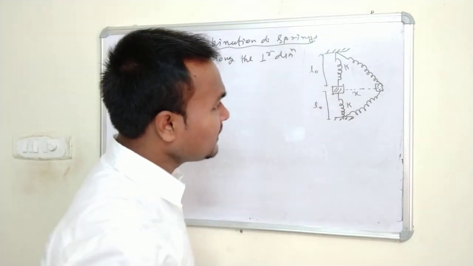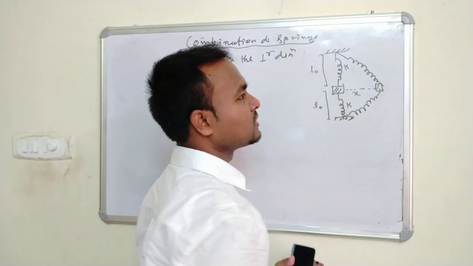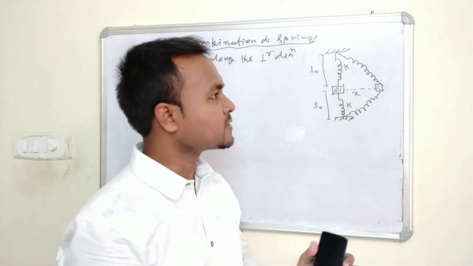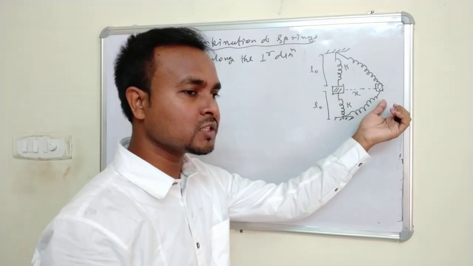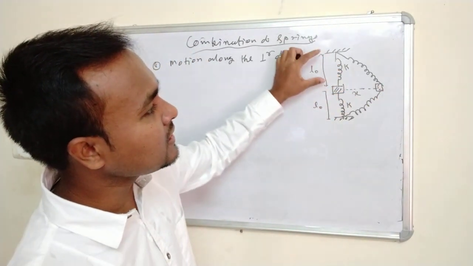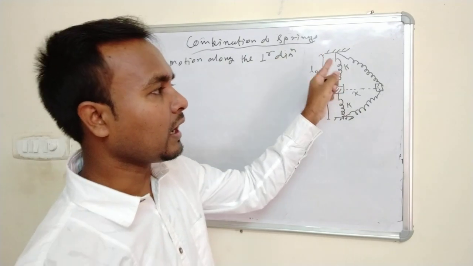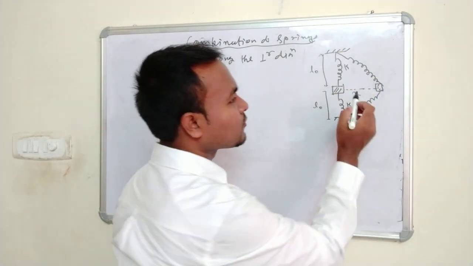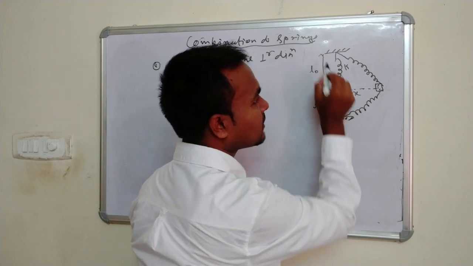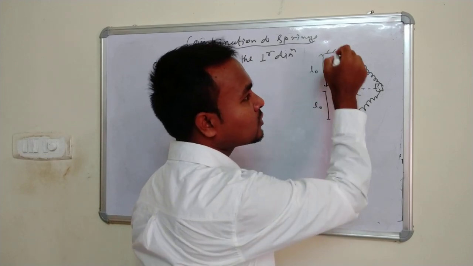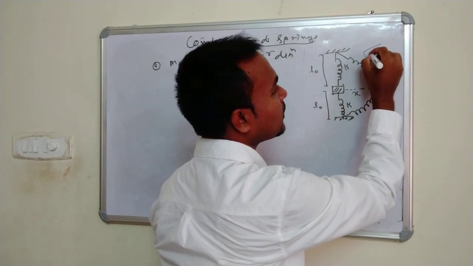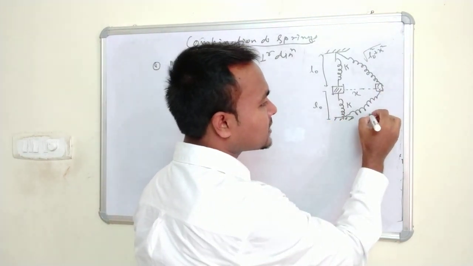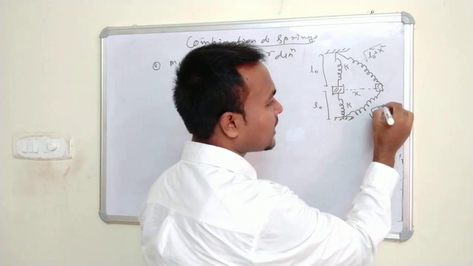See, when the bob is displaced to this position, then the spring will be elongated. So how much will it be elongated? Initially, before displacing, the length of the spring is L0, and after displacing, what will be the length of the spring? That we have to find out. From here to here the distance is x, and from here to here the distance is L0. So what will this length be? It will be the square root of L0 squared plus x squared, from the Pythagoras theorem. Similarly, from here to here, the distance is the square root of L0 squared plus x squared.